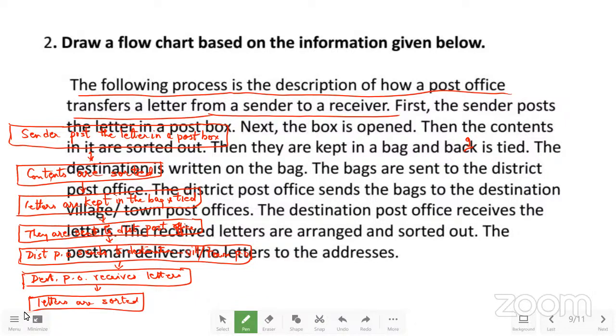And then there are 2 more steps. How many did we write? 1, 2, 1, 2, 3, 4, 5, 6, 7. They are sorted out. The postman did one more. The postman delivers the letter.